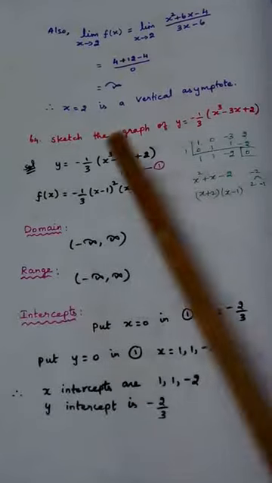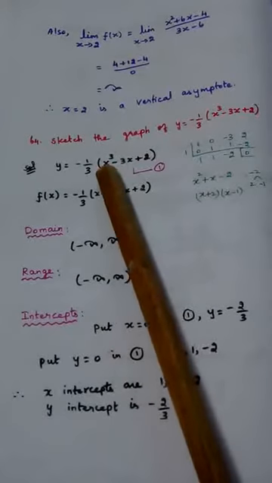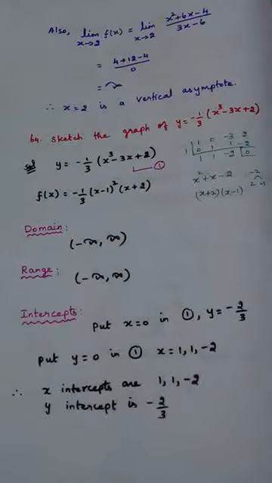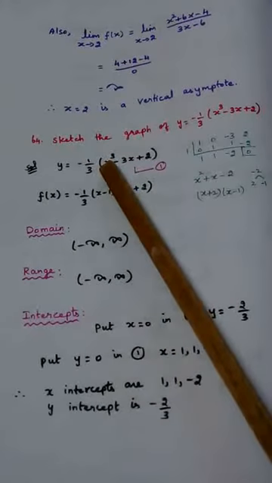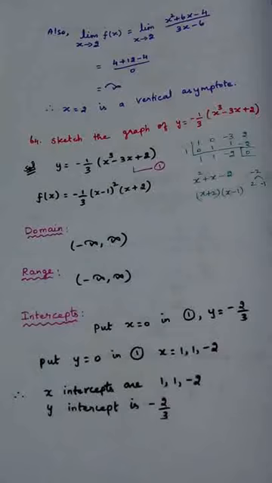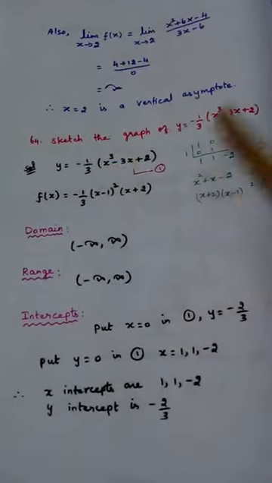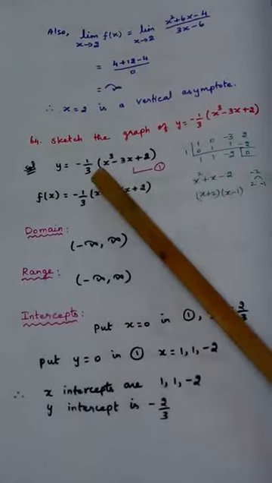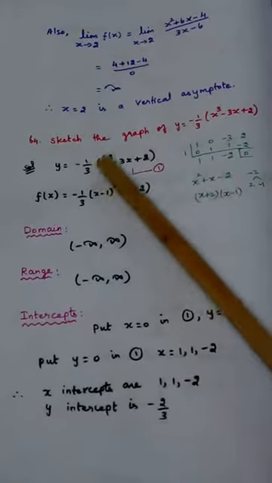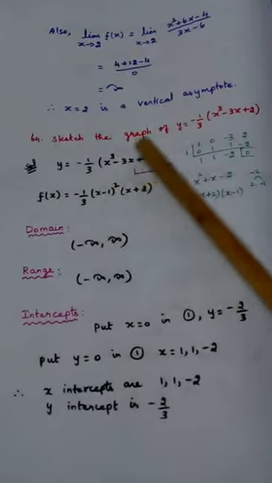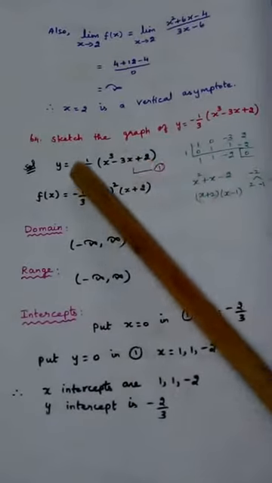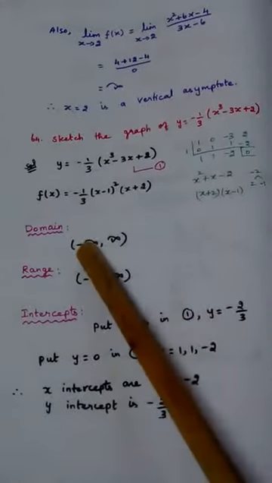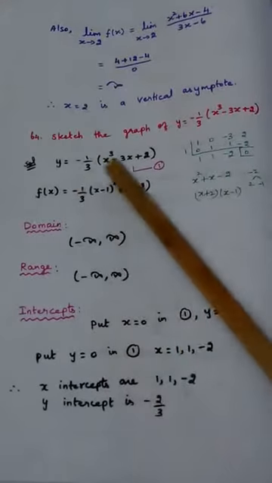For example, if I take positive numbers for x, definitely I will get one answer here. Even if I divide by 3, I get one number as the answer. Even if I use a negative number, I get one answer. So if I use any number for x, I get one answer. There is no restriction in taking values for x. So the domain is any number we can use for x, minus infinity to plus infinity.